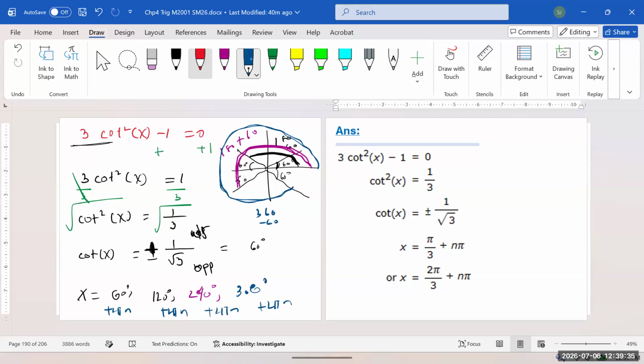Oh, not 2 pi, because they have cycle 1 pi. So it should be 1 pi n plus 1 pi n. Tangent or cotangent, they have 1 pi cycle. Okay, so why is the answer only 2 of them?